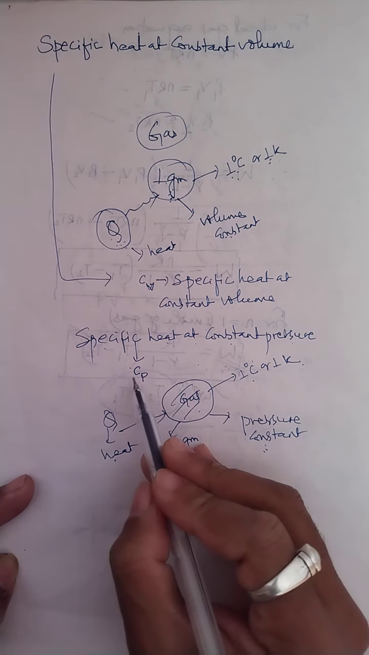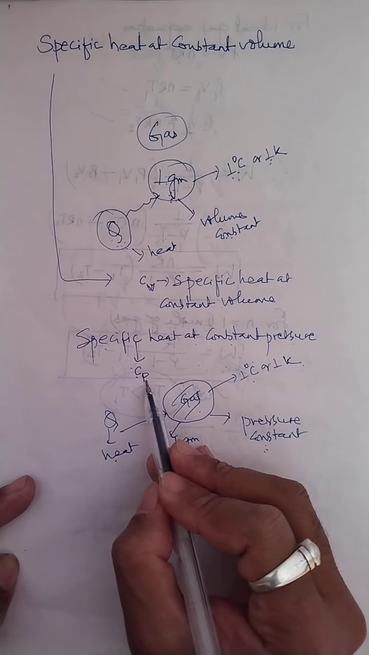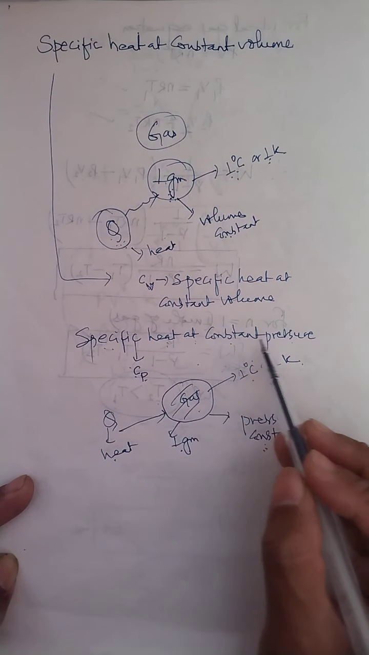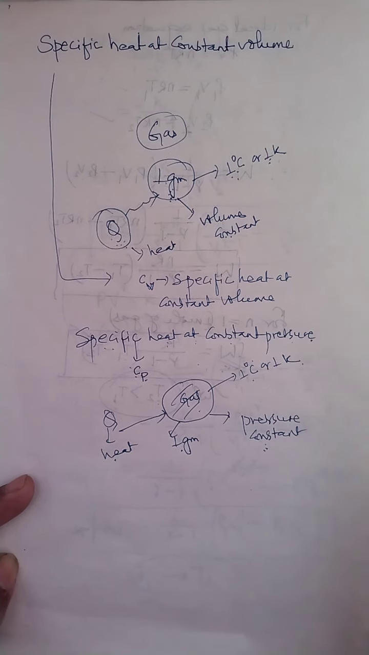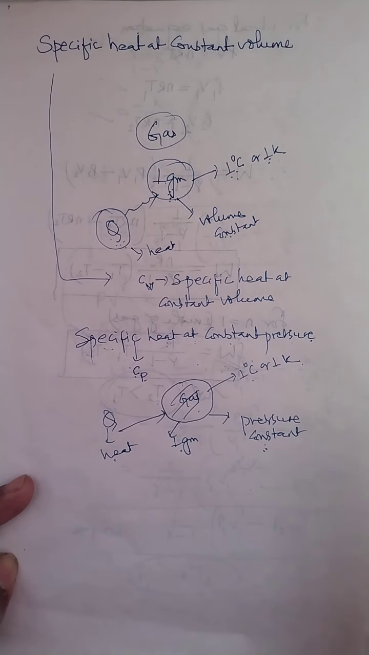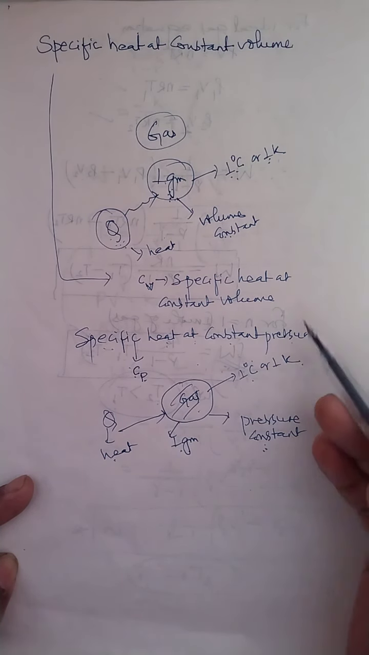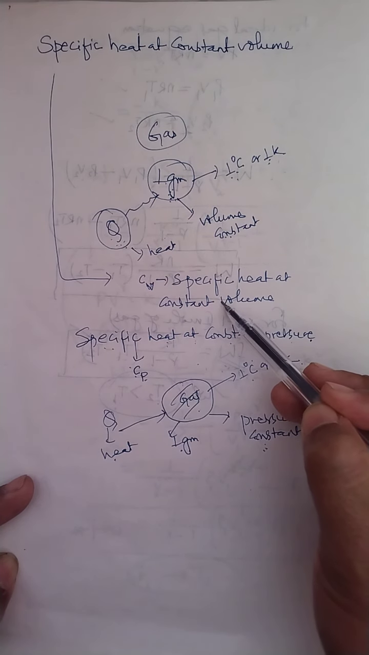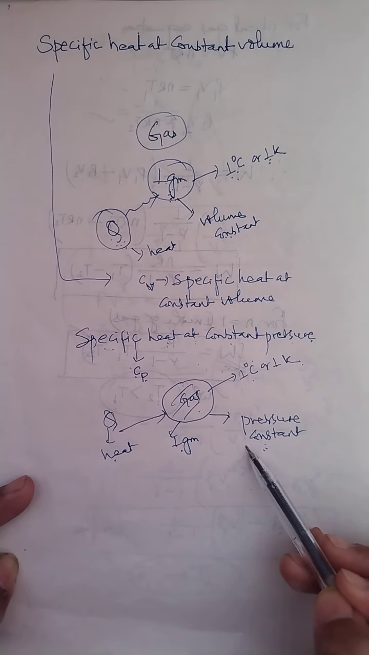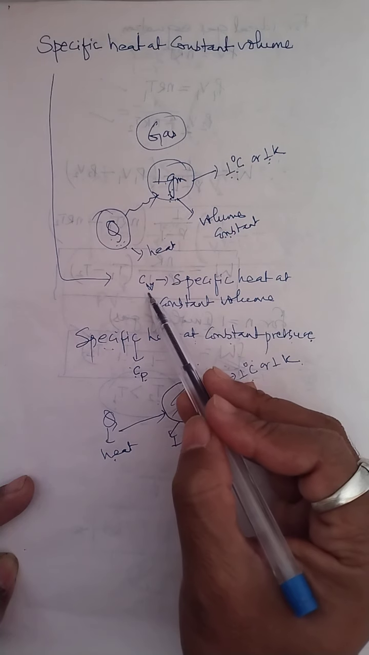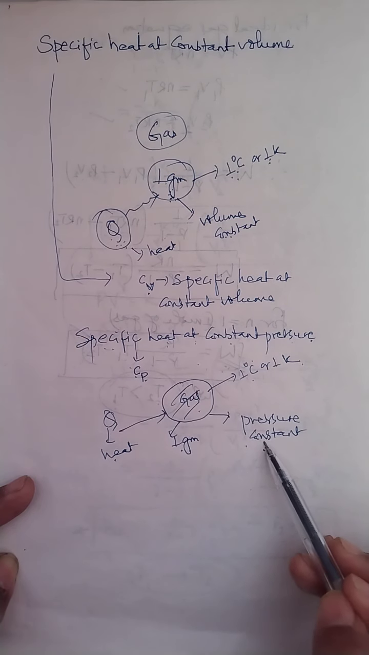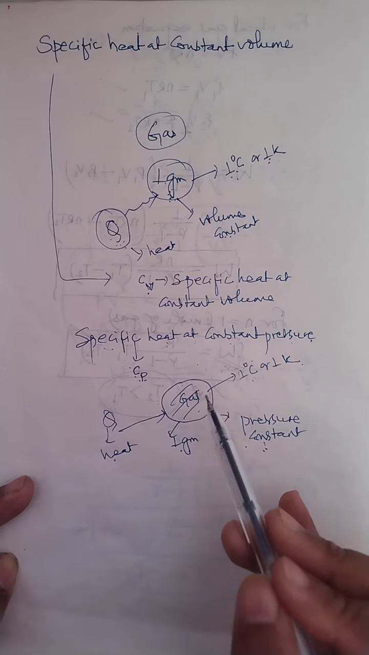So I am using the symbol small letter c_p as the symbol of specific heat at constant pressure. For gas we define specific heat in two different ways: one keeping volume constant, another keeping pressure constant. Keeping volume constant is called specific heat at constant volume. Keeping pressure constant is called specific heat at constant pressure.